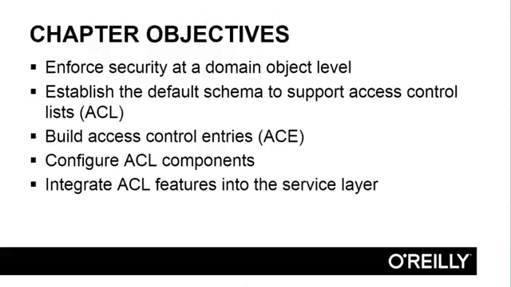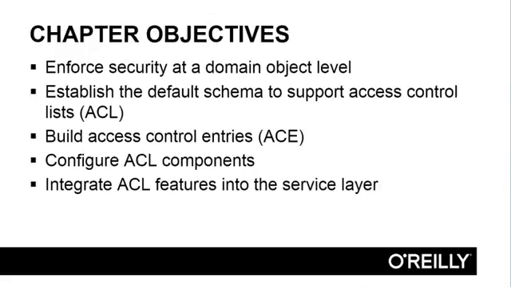If we choose to use those components, we need to adhere to a default schema that Spring Security requires us to follow. So in this chapter, we're going to take a look at that schema and we will set it up within our application. Once we have the schema set up, then we're going to work through and build out access control entries. Now, these are quite complex. There's roughly 4 tables, and there's some relationships between all of the tables that we'll discuss.